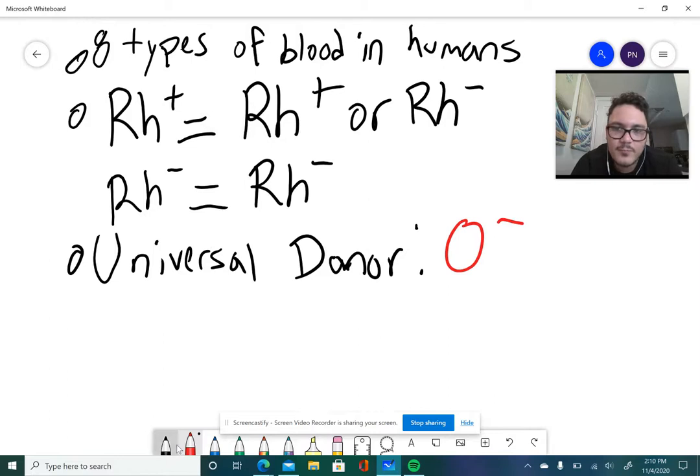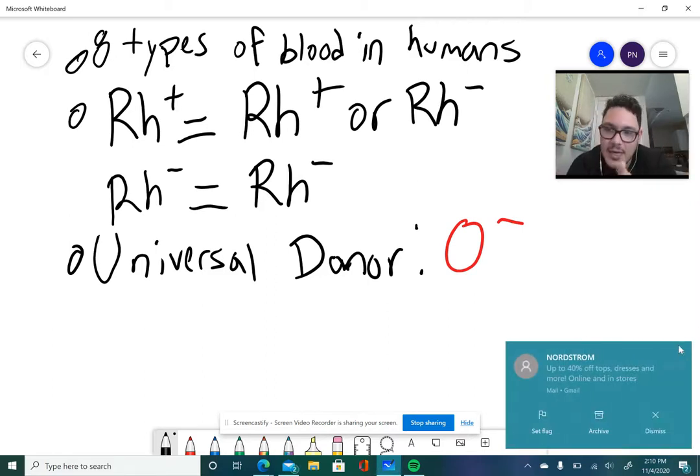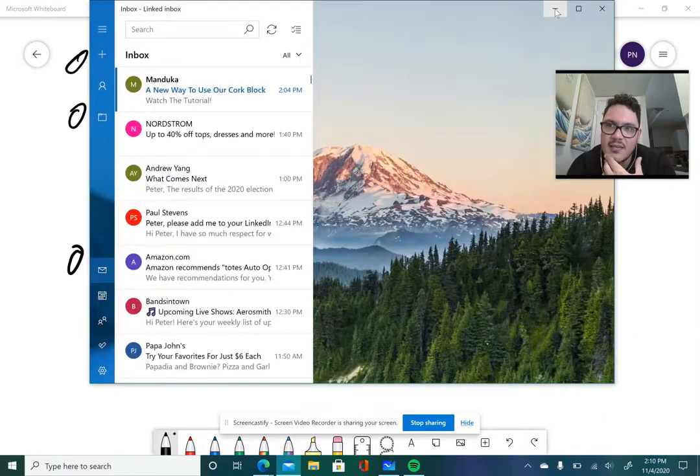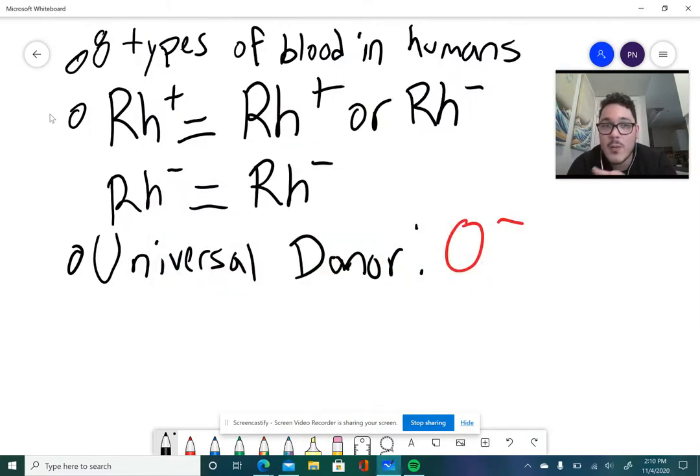Why negative? Because first of all, remember O can be given to all people. That's what we just saw previously. You can give it to other O's, you can give it to A's, you can give it to B's, you can give it to AB's. But why negative in this case? If you look back at the Rh rule that I was just mentioning, if someone is Rh positive, they can receive blood from other positives and from negatives. So being an O negative individual makes you the universal donor. You can give blood to anyone on Earth.